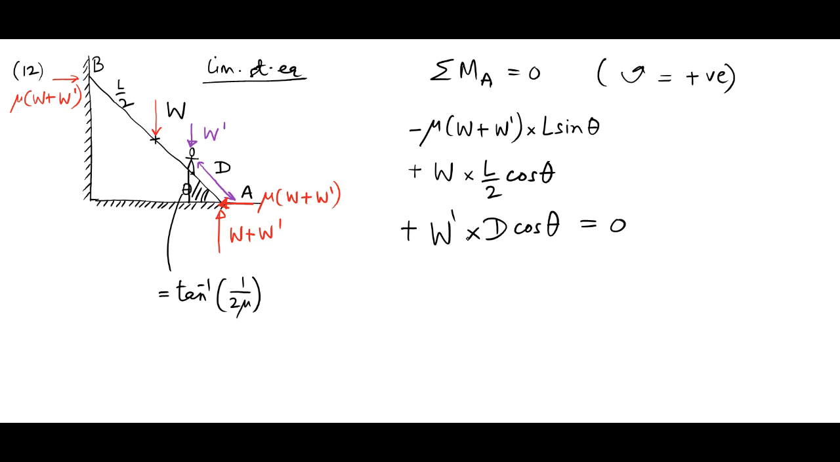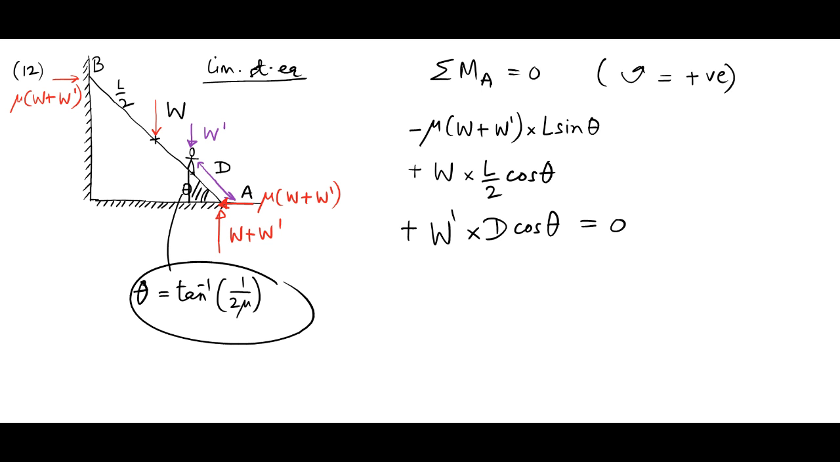Now I want to find the value of D, and since L is the only other length which is given in the question, and D is something we have to find, we can expect that D is going to be in terms of L. So that is one expectation. Secondly, we realize that we have not really used this particular condition on theta, that is, the value of theta is actually given as tan inverse of 1 by 2 mu.